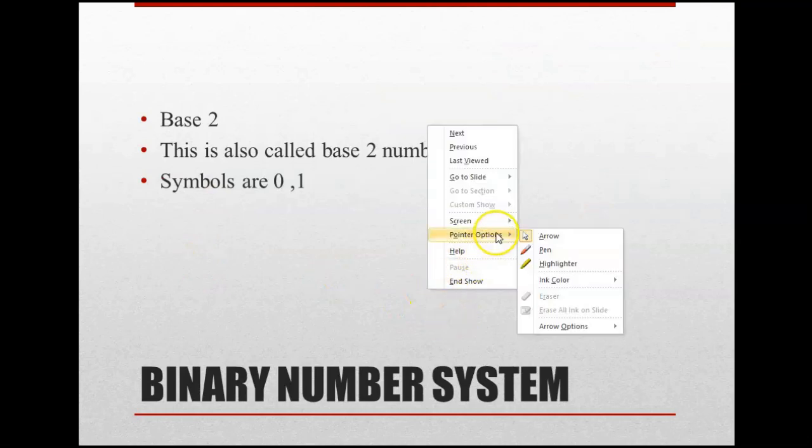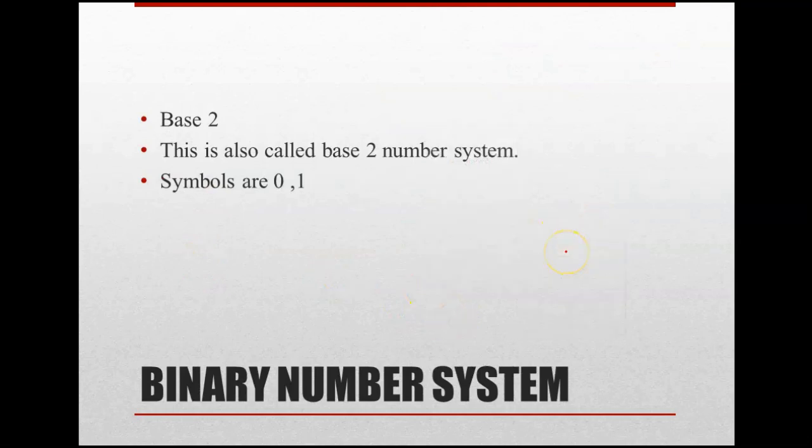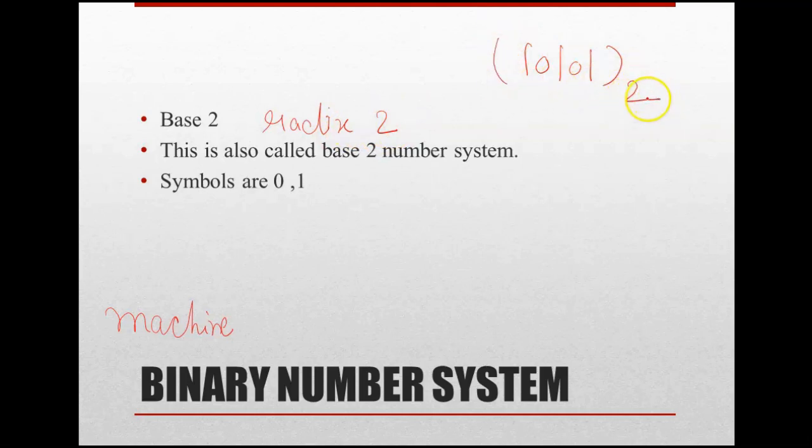Next is the binary number system. Binary is very important. If something is written in binary form, it is also called machine code or computer understandable form. So here also base 2 or radix 2. If anything is written like this, this will be base 2. This is also called the base 2 number system, and the symbols which we use to represent a binary number are 0 and 1. So base is the number of symbols you can use.